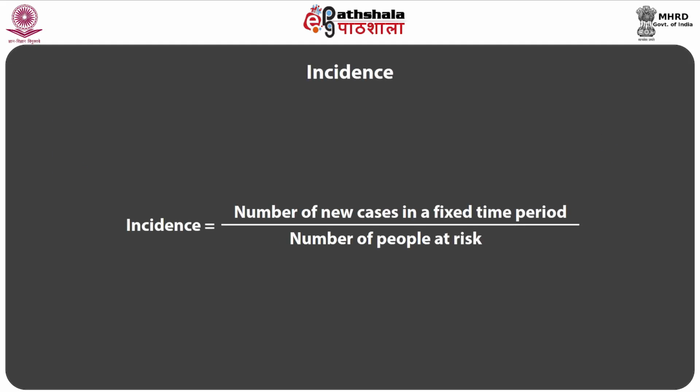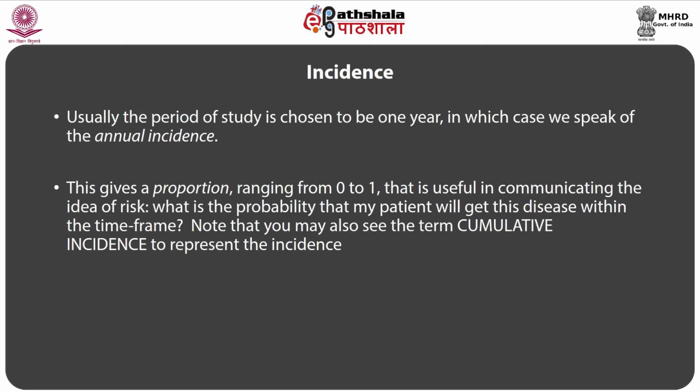Incidence: incidence equals the number of new cases in a fixed time period divided by the number of people at risk. Usually the period of study is chosen to be 1 year, in which case we speak of the annual incidence. This gives a proportion ranging from 0 to 1, that is used in communicating the idea of risk. What is the probability that my patient will get this disease within the time frame? Note that you may also see the term cumulative incidence used to represent the incidence.